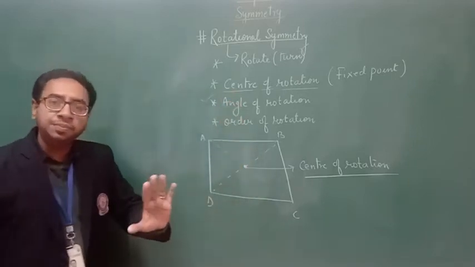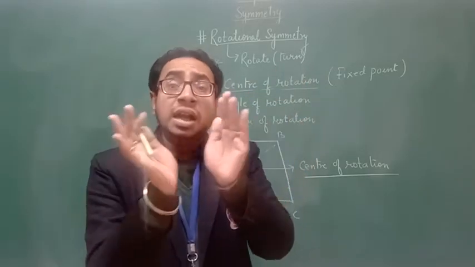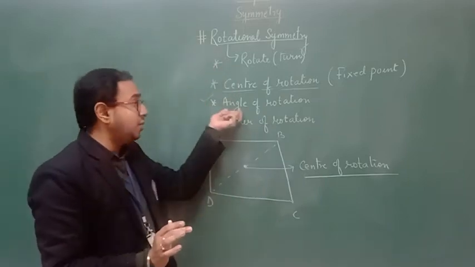Next, angle of rotation. What do you mean by angle? Angle means the distance between two rays. The distance between two rays is angle. Now, what do you mean by angle of rotation? Please understand it very carefully.